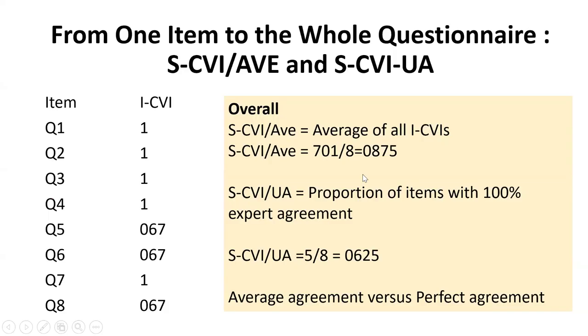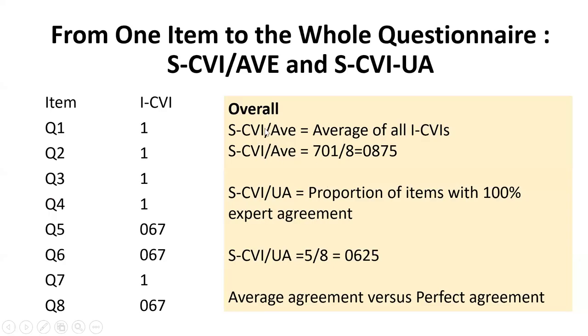So it tells me the proportion of the items with 100% expert agreement. So I can calculate the item level content validity index as well as the scale level content validity index, and I can make a comment upon how valid each item is, and overall, how valid the entire scale is for measuring the latent construct. Are you getting me here? Yes, ma'am. Yes, ma'am.